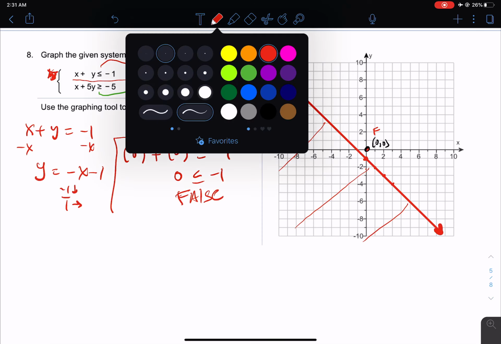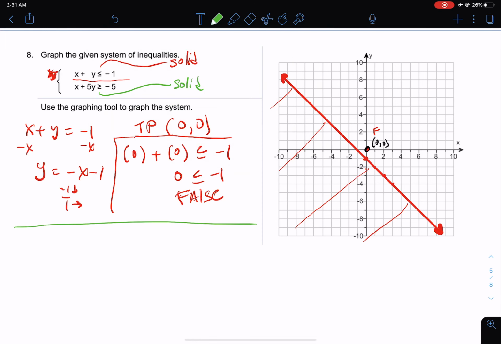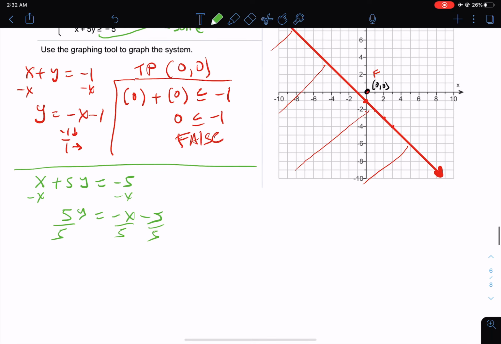Let's now do the same procedure except for the green inequality. We're gonna take that X plus 5Y and make it an equation and solve for Y. We subtract X on both sides, and we get 5y equals negative X minus 5. We divide by 5 on each term, and that's going to give us Y equals negative 1/5 X minus 1.